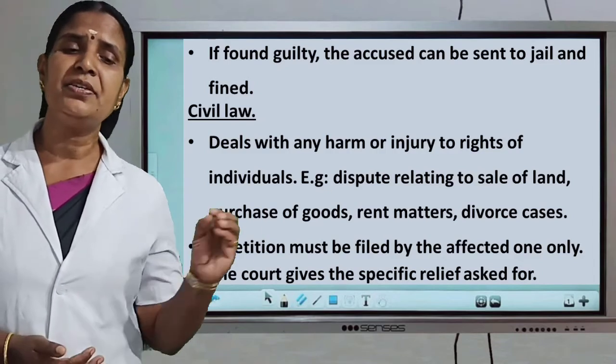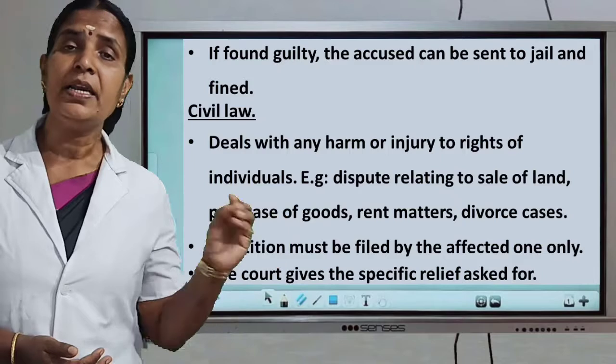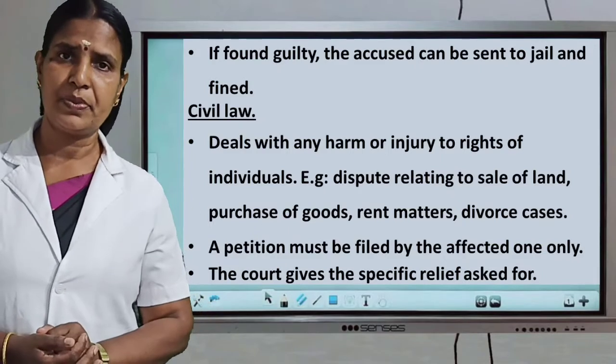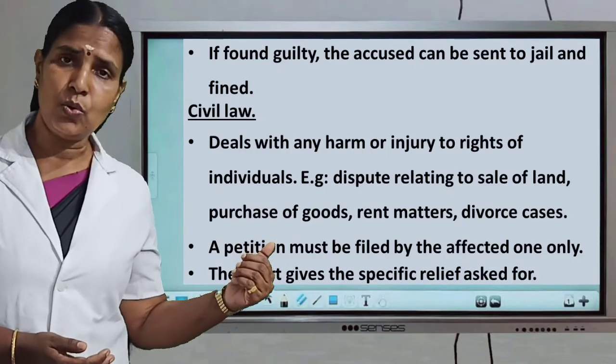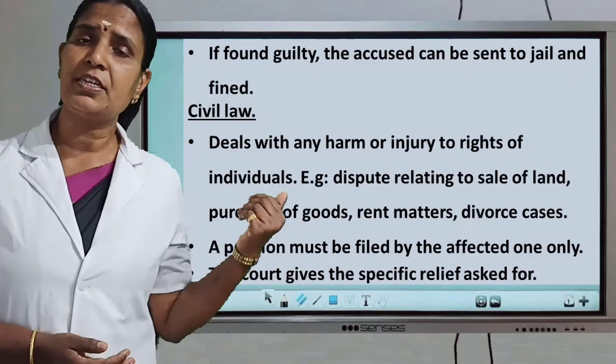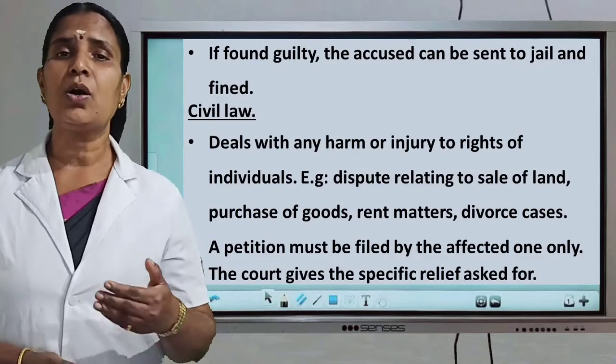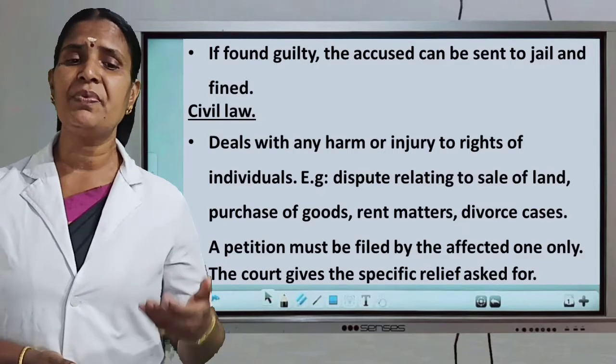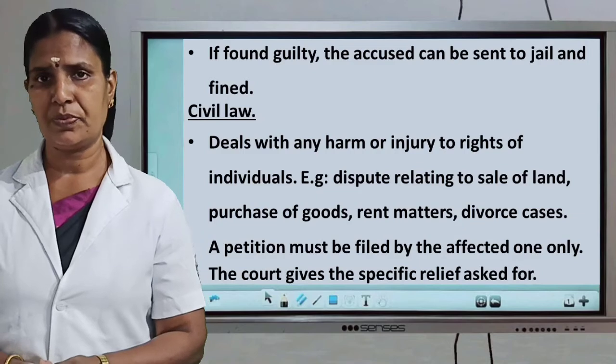A petition must be filed by the affected person only. Under civil law, the case can be filed by whom? The affected person only. The court gives the specific relief asked for.